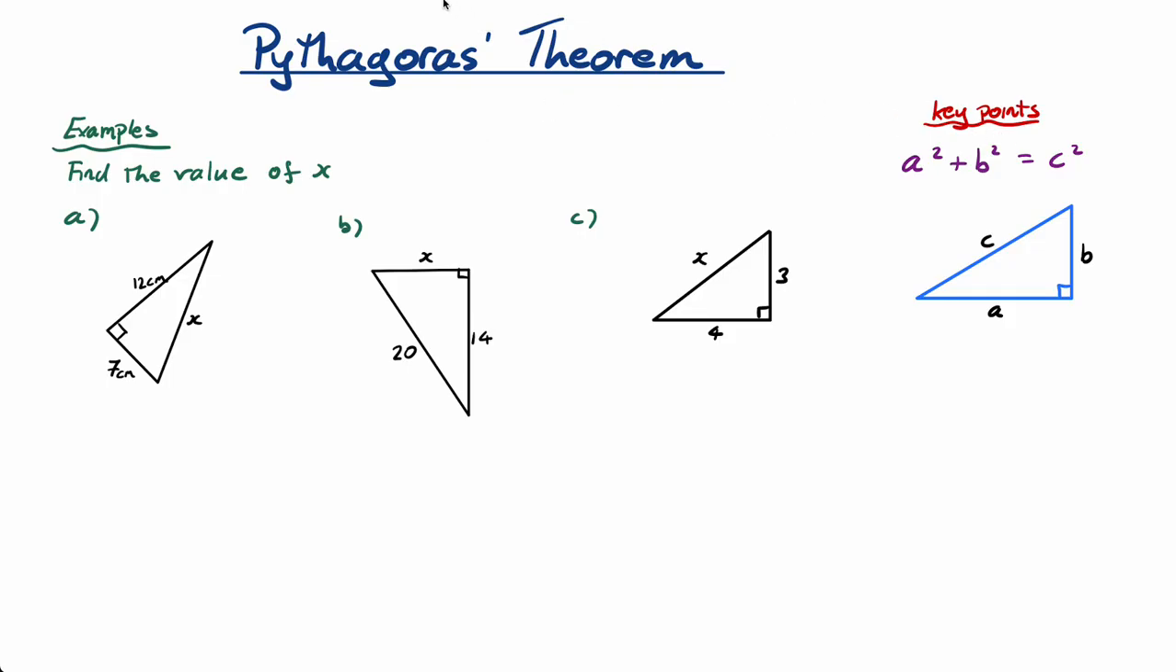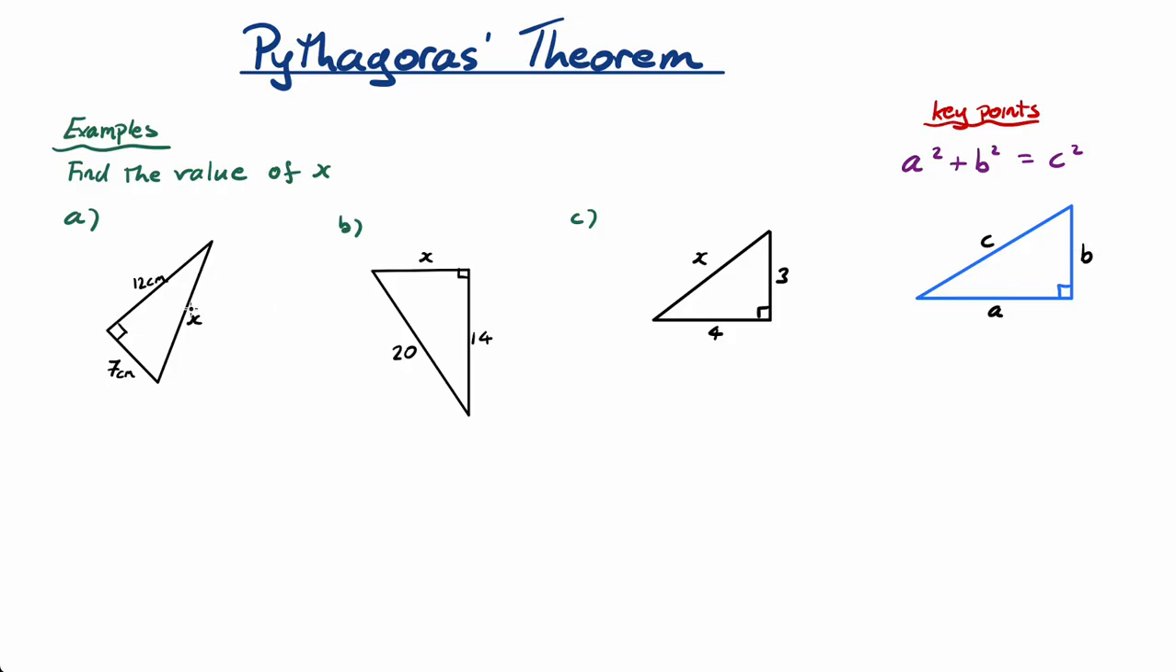Now I've written it over here, guys, in the key points section. The theorem is that for a right angle triangle, it has to be right angled, the square of the big side, which is called the hypotenuse, so c squared in this situation, is equal to the sum of the other ones squared. So c squared equals a squared plus b squared.